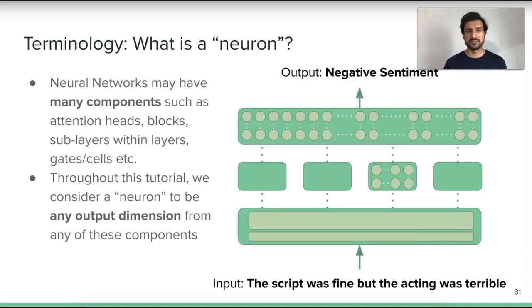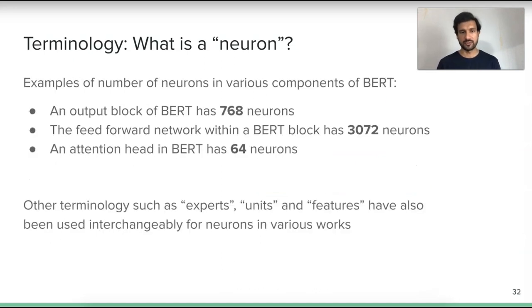Okay, so let's clarify some of the terminology. What is a neuron in our case? Neural networks may have many components such as attention heads, blocks, sublayers within layers, gates, cells, etc. So throughout this tutorial, we consider a neuron to be any output dimension from any of these components. For example, in the case of BERT, an output block of BERT has 768 neurons. The feed-forward neural network within a BERT block has around 3,000 neurons, and an attention head in BERT has 64 neurons. And in the literature, different terminologies have been used for neurons, such as experts, units, and features.